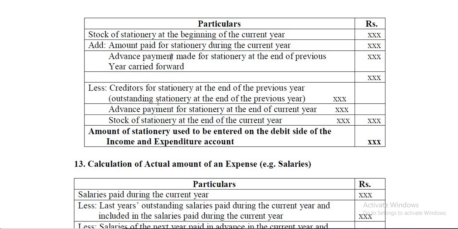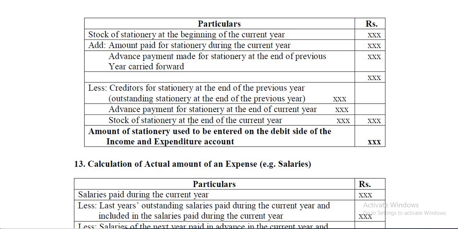Now let us deduct the items here. Creditors for stationery at the end of the previous year. So last year there was an outstanding value for stationery purchased. Now you are paying. So this year whatever you are paying for stationery, some amount relates to last year. In other words, outstanding stationery at the end of the previous year should be deducted. Similarly, advance payment for stationery at the end of the current year. For example, for next year you are paying the advance this year only, and that is not the expense of current year, therefore that is going to be deducted.